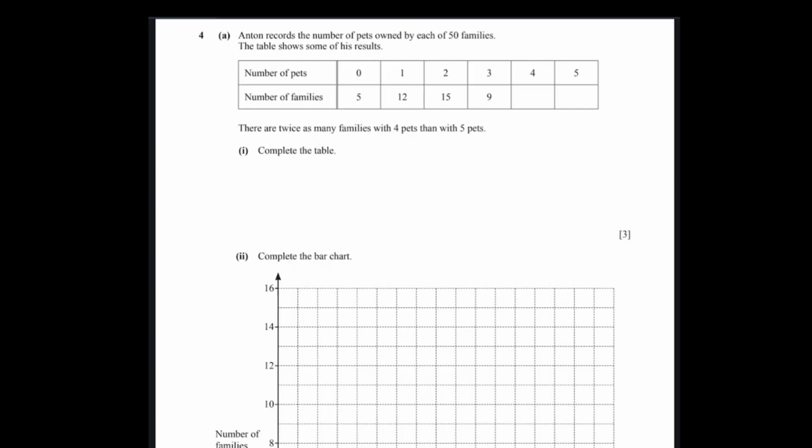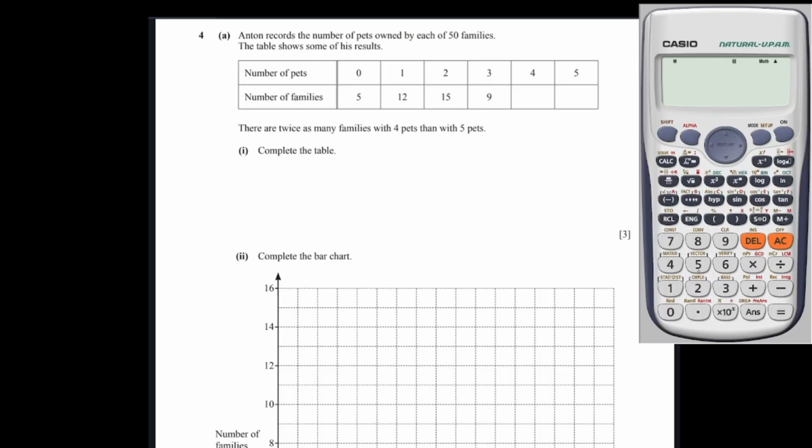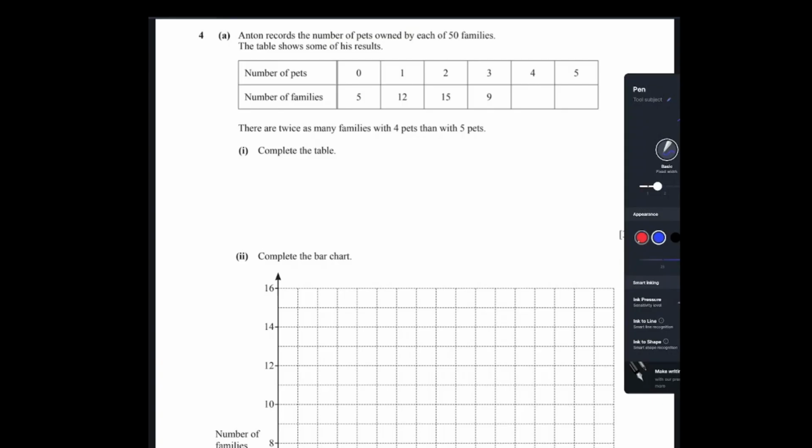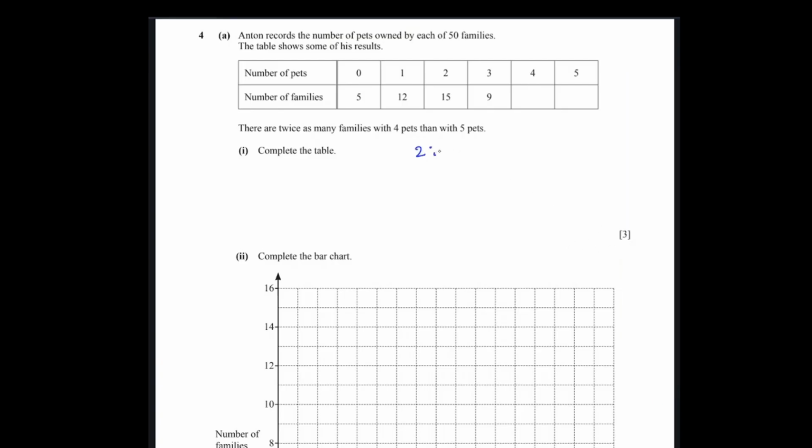Okay, first let me find out how many families are left out by doing the calculation. So I'll do 50 minus, and I'll add these numbers: 5 plus 12 plus 15 plus 9, close the bracket. 9 families are left out. So 9 should be divided between these two numbers, 4 and 5. It should be in the ratio of 2:1, and the number is 9. That should be 6 and 3, right? 6 plus 3 is 9. That's why 6 and 3.